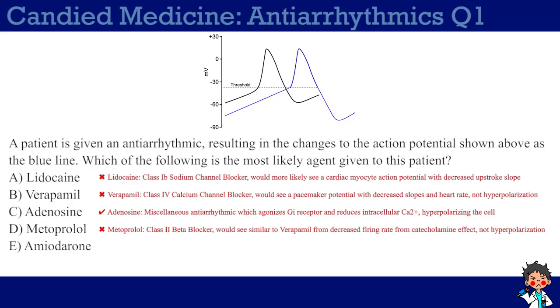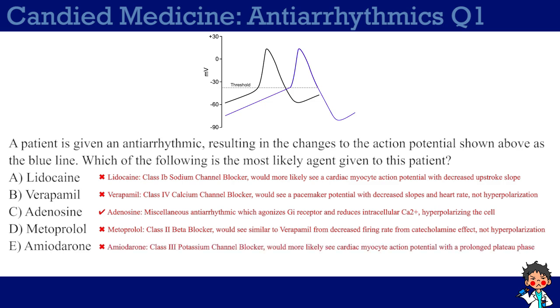Like we mentioned with verapamil, beta blockers function pretty similarly to calcium channel blockers in terms of antiarrhythmics. They can decrease the heart rate, but instead of blocking calcium channels, it blocks the effects of catecholamines like epinephrine and norepinephrine. And as mentioned, even though yes, it would also probably have a cardiac pacemaker potential like the image, very similar to verapamil, you would not see a hyperpolarization. You would just see a decrease in heart rate.